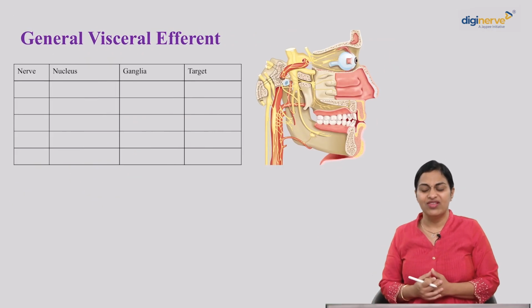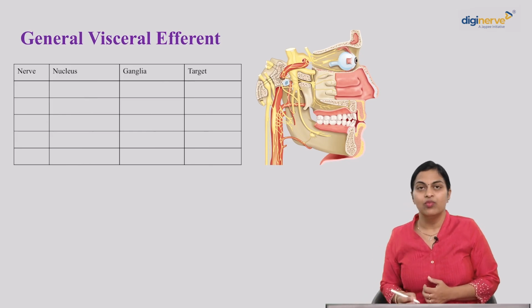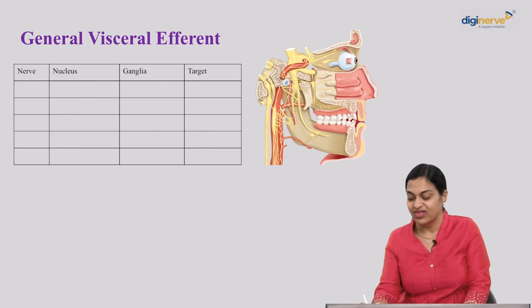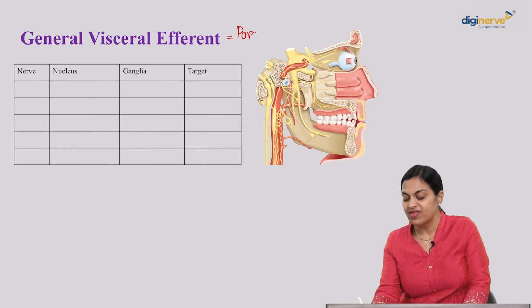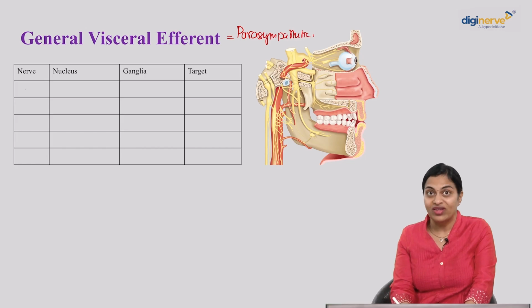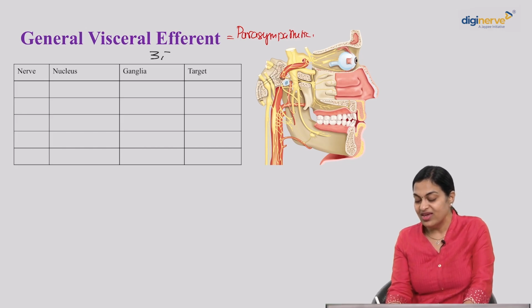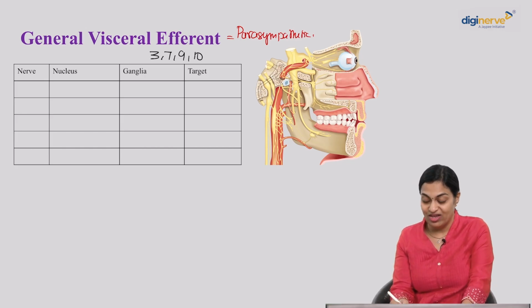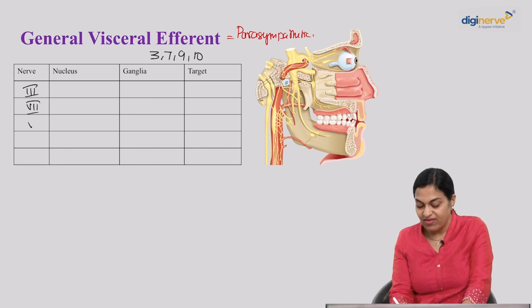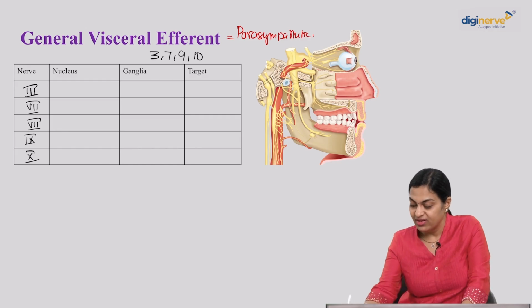Coming to general visceral efferent, that one term you have to remember for general visceral efferent is parasympathetic. This by all means you have to memorize, okay? What are the nerves under it? 3, 7, 9, 10. It should be at the tip of your finger. The third nerve, the 7th nerve, the 9th nerve and the 10th nerve.